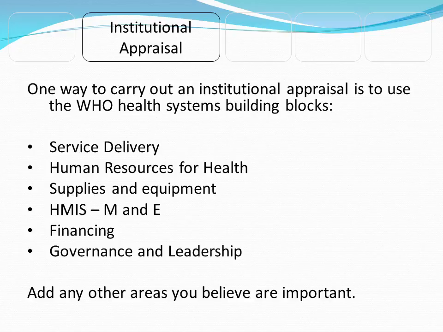One way to carry out institutional appraisal is to use the WHO Health Systems building blocks, and I've just summarised them here to remind you of them. You look at service delivery, human resources for health, supplies and equipment, health management information system, which is your M&E, financing, and governance and leadership. Governance and leadership is critical to ensuring that we deliver our project output and outcome. Without good governance and leadership, many projects will fail.